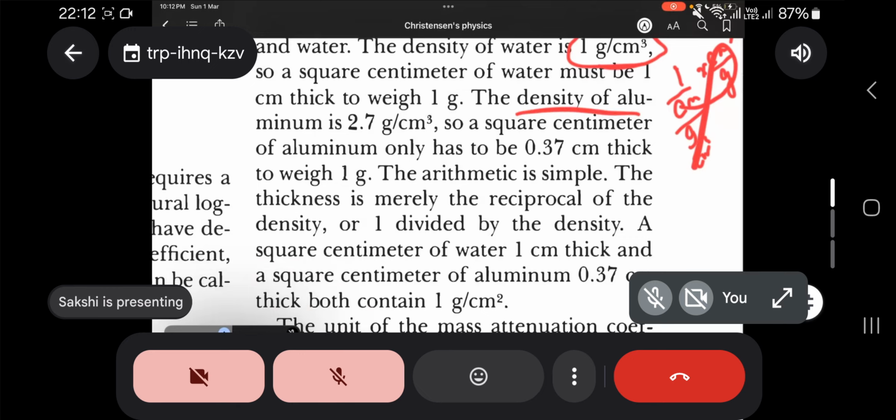Aluminium density also they can ask, 2.7 gram per centimeter cube.